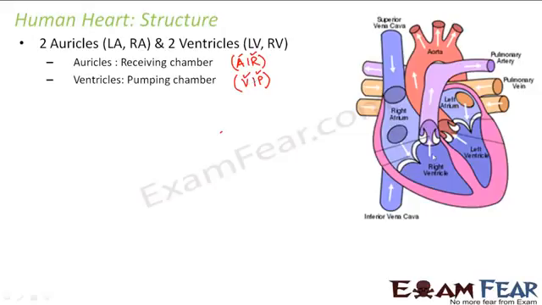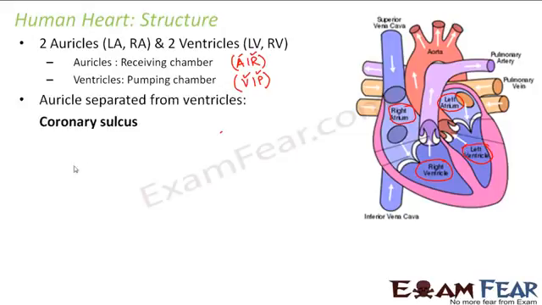Right, so here in this picture you can see the structure of the heart. This is the right auricle. Sometimes the auricles are also known as atrium. So atrium is another term for auricle. So this is the right auricle, this is the left auricle, this is the right ventricle, and this is the left ventricle. Now the auricles are separated from the ventricles by coronary sulcus. So there is a groove-like structure between the auricles and the ventricles, and that is known as the coronary sulcus.